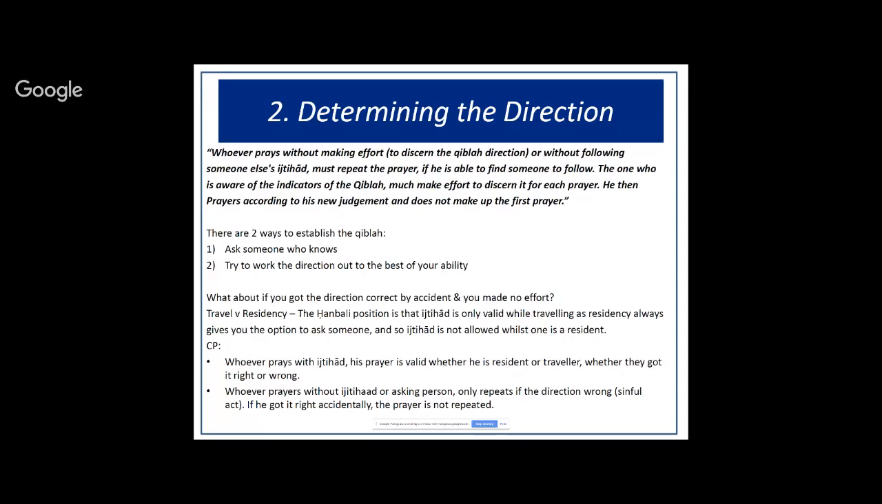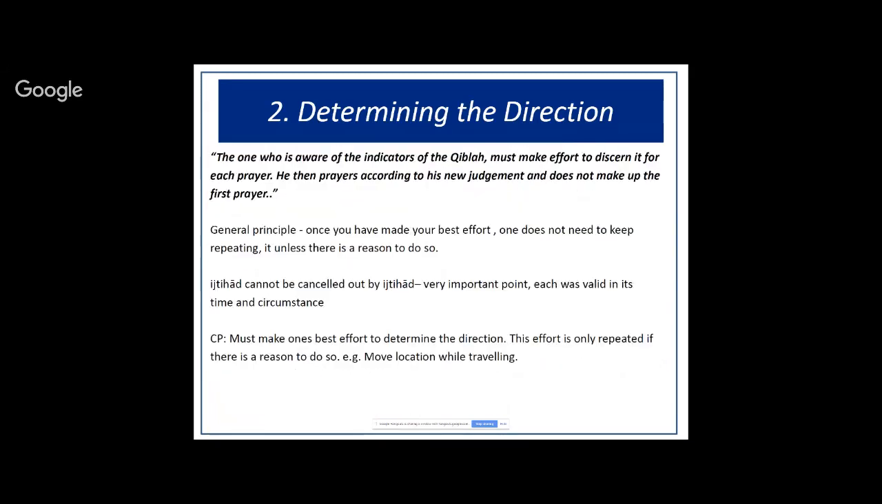the person who does not discern or does put in effort to discern where the qibla is. The one who is aware of the indicators of the qibla must make effort to discern it for each and every prayer. He then prays according to his new judgment and does not make up the first prayer. So the general principle here in Sharia is that once you've made your best effort, then that's it. You don't need to keep doing it for every single prayer. So you don't keep repeating that effort unless there's a reason to do so.